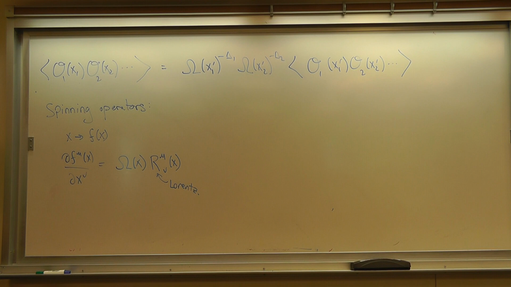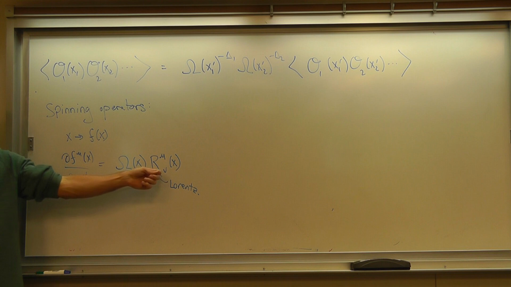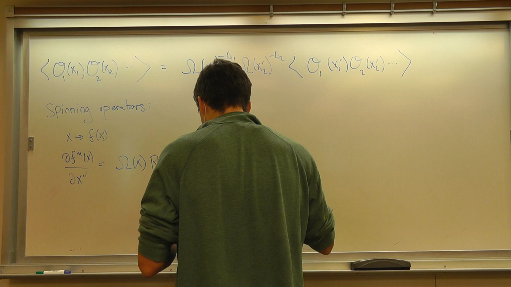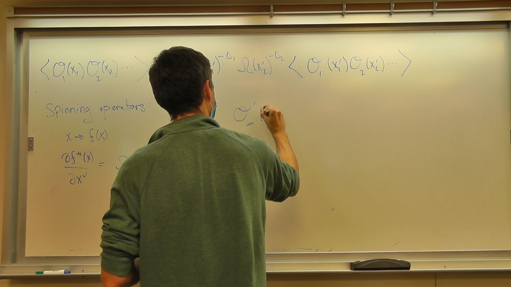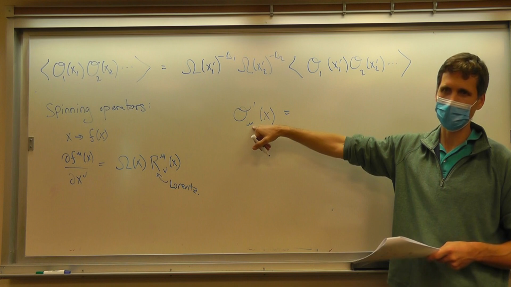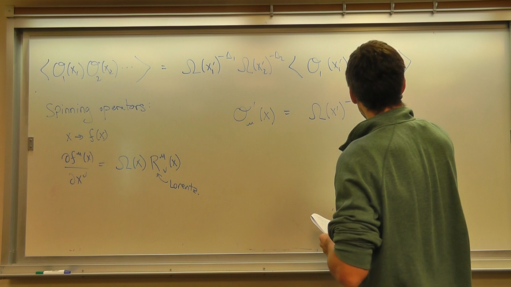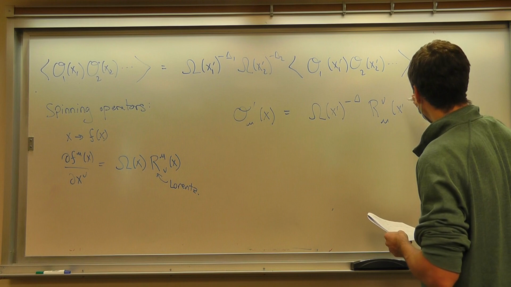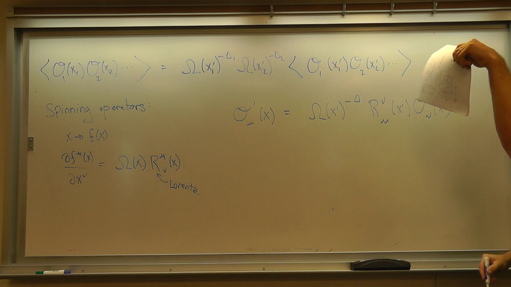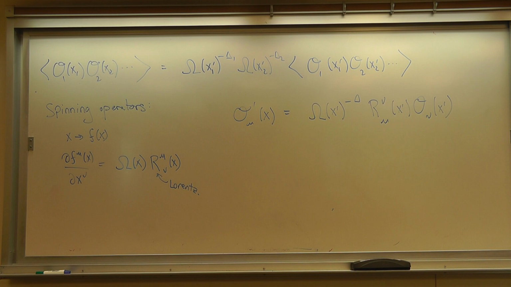And so when we do conformal transformations on spinning operators, we have to worry about the action of Lorentz. Okay, so on a spinning operator, we take O'_μ of x. Say we have an operator with one index. Then O'_μ of x is omega of x' to the minus delta, R_μν of x', O_ν of x'. So basically, this part of it acts like the tensor transformation law, and then you also have to stick in the conformal factor.